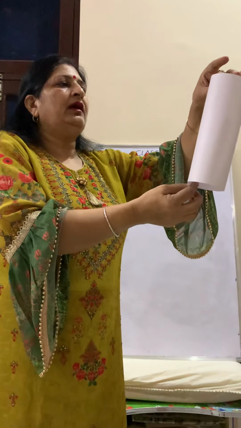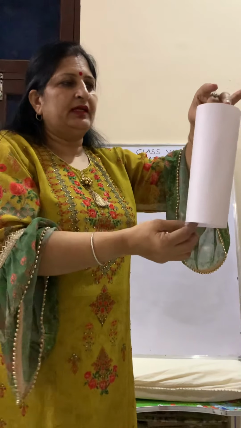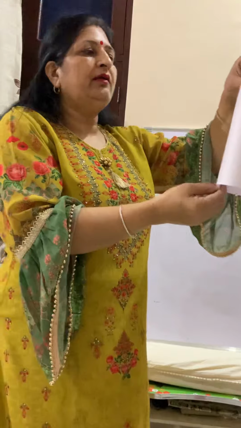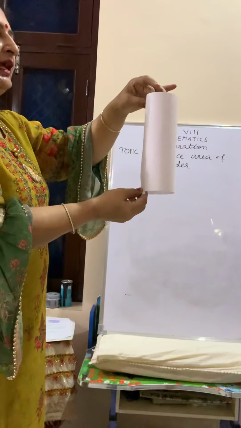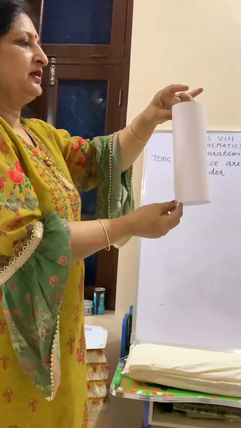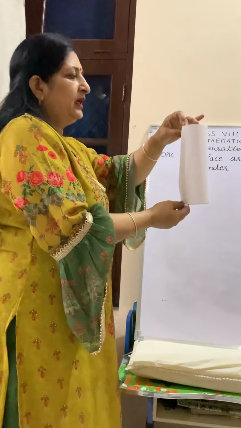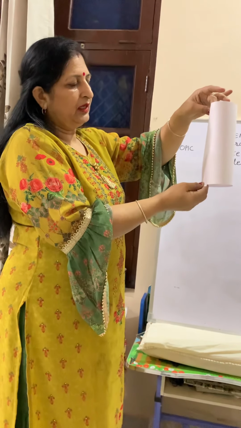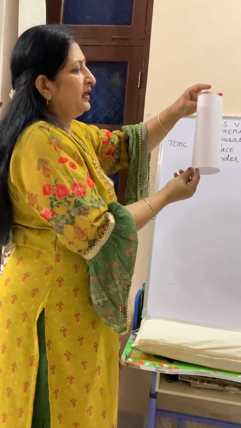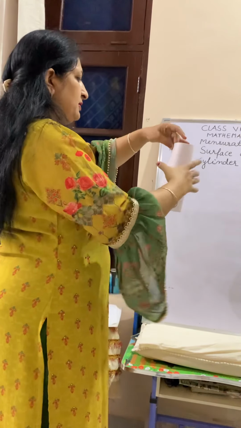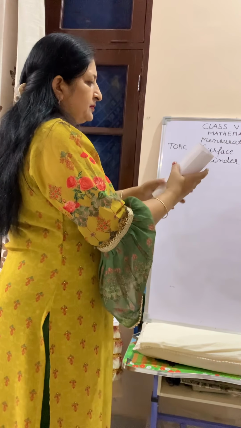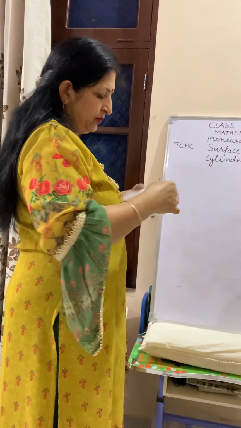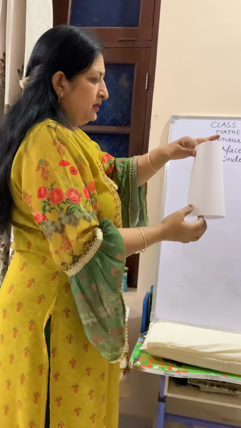In your surroundings, you see many objects like a cylinder: oil drums, tanks, pillars. Then a solid which has two circular ends and one in between, which is the curved portion in a circular mode.